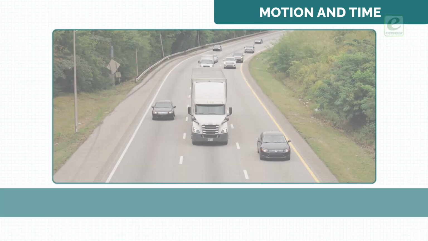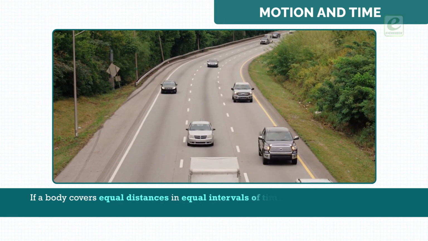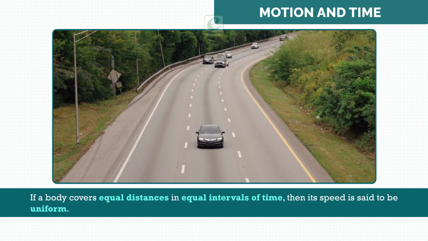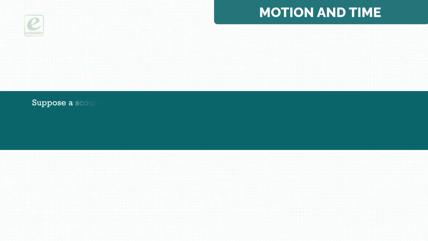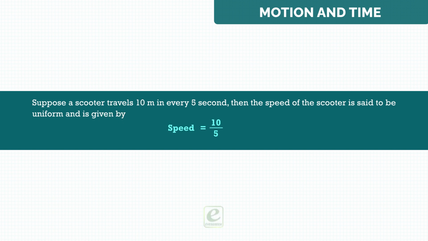Uniform speed. If a body covers equal distances in equal intervals of time, then its speed is said to be uniform. Example, suppose a scooter travels 10 meters every 5 seconds, then the speed of the scooter is said to be uniform and is given by speed is equal to 10 upon 5 is equal to 2 meter per second.